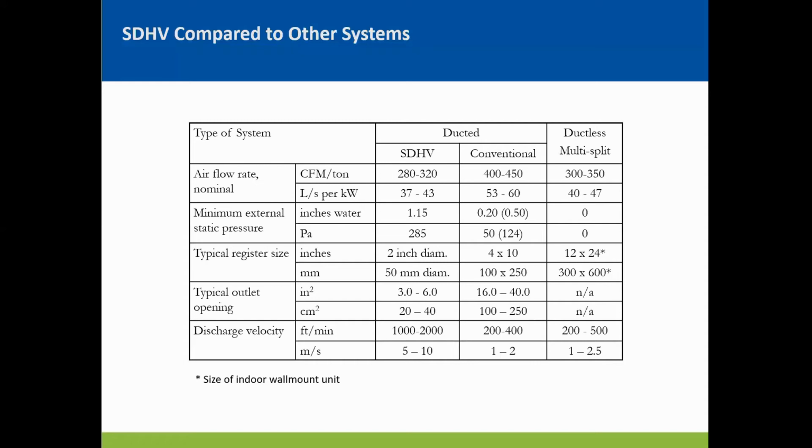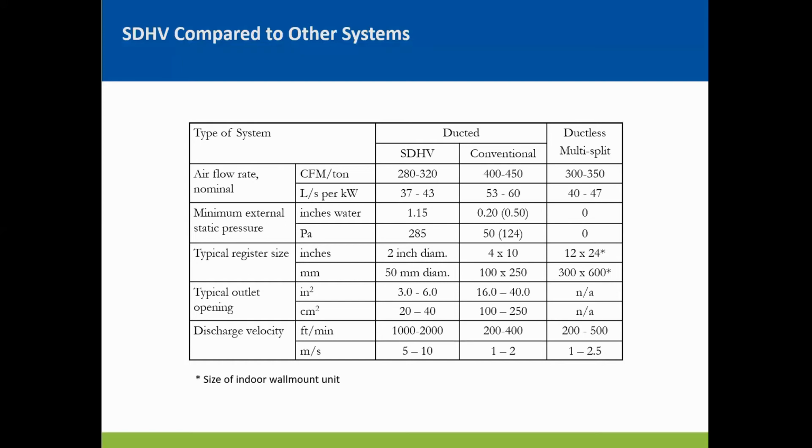The register sizes are significantly smaller, 2 inches in diameter typically for a small duct system, sometimes 2.5. There are a few that are 3 inch, although it is a little bit bigger than 6 square inches, which is typical. Conventional systems have registers. We've all seen them, probably have them in our own homes, 4 by 10 inches, sometimes 4 by 12, 4 by 8, in that range. Ductless mini splits don't have registers or grills per se, at least not separately, not ducted ones. So the unit itself is the register or grill, so they're quite large.